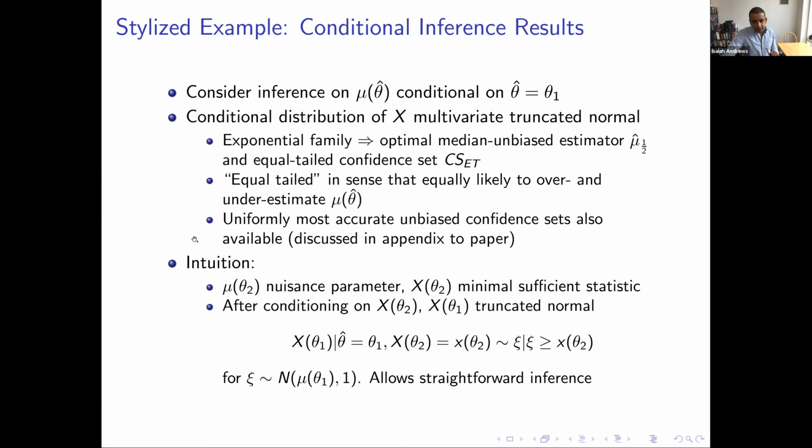The intuition behind these constructions is that in this case, where I want to do inference conditional on theta hat equals theta 1, mu theta 2, the true effectiveness of the treatment I'm not recommending, is a nuisance parameter, while x theta 2 is a minimal sufficient statistic for that nuisance parameter. But once we condition on that minimal sufficient statistic, the distribution of x theta 1 is just going to be a truncated normal. In particular, it'll be this untruncated normal distribution truncated to the interval where x1 is greater than the realized value of x2.